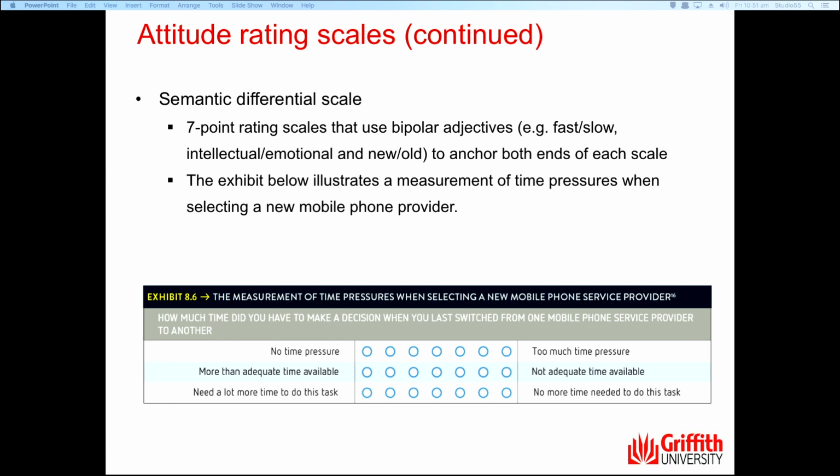mobile phone service provider. Let's say somebody asks you, how much time did you have to make a decision when you last switched from one mobile phone service provider to another? No time pressure versus too much time pressure. More than adequate time available versus not adequate time available. And then you can choose which one is your preference.